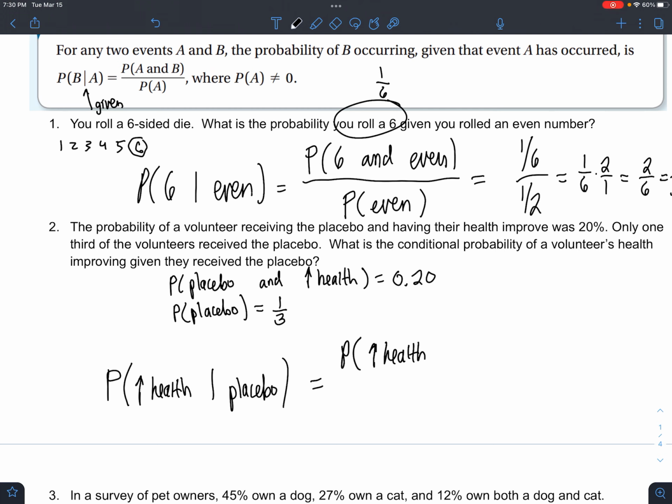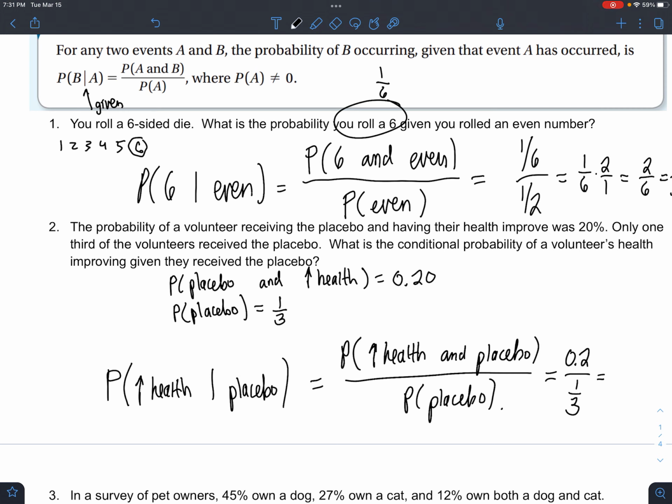Oops, I didn't mean to put a given there. And placebo, divided by the probability of getting that placebo. Okay? Which we already wrote down what those were. This one is 0.2 and this one is 1/3, which we can flip and multiply and get 60%. Okay?